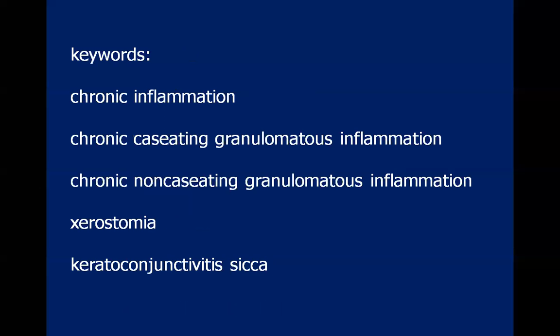Okay, so TB lung. So some of the keywords that I would like to share to you would be the following. First is chronic inflammation. Then we have chronic caseating granulomatous inflammation, chronic non-caseating granulomatous inflammation, xerostomia, and keratoconjunctivitis sicca. So these are keywords which would mean that we may use this one during the exam, and these are very important keywords to take note of. So there's a difference between a caseating, non-caseating, and chronic inflammation. Okay, so let's start.